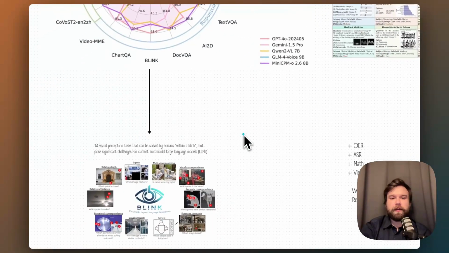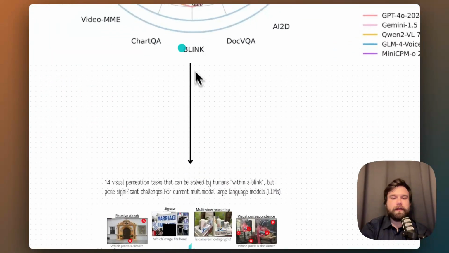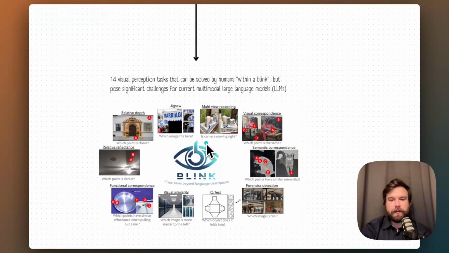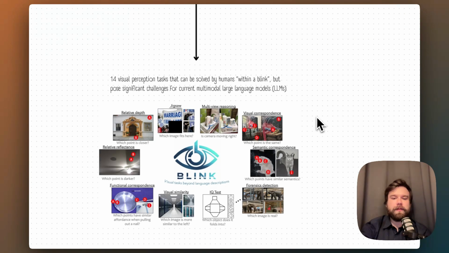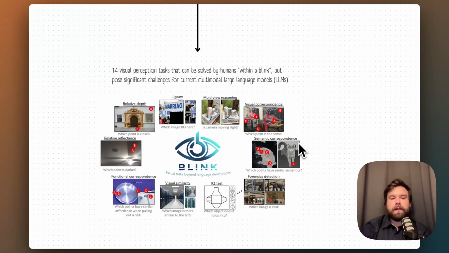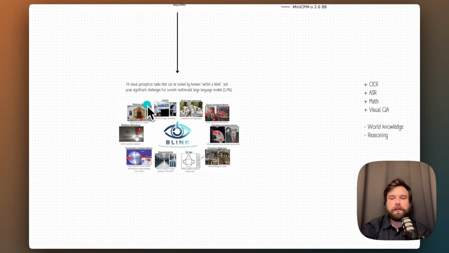And the last one that we're gonna take a look at is called Blink, and this is also a benchmark designed specifically to compose of questions and images that are very easy for humans, like done within a blink. But for LLMs, they are harder. So this benchmark focuses specifically on challenges harder for LLMs, and we also have some examples of IQ tests, some examples of reasoning, and some deeper world knowledge.